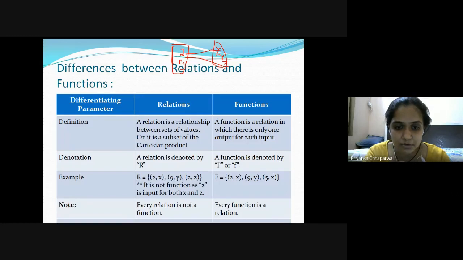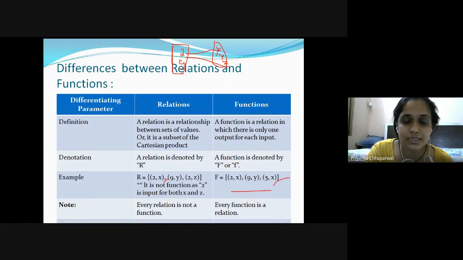So 2 is input for both x and z. Then function is 2x, 9y and 5x. It is the function. And always remember, every relation is not a function, but every function is a relation. Every relation is not necessarily a function, means it's not necessary. Here we take the example, it is a relation but it's not a function. But every function, whatever function you have taken, it's a relation. So that is the difference between relation and function.